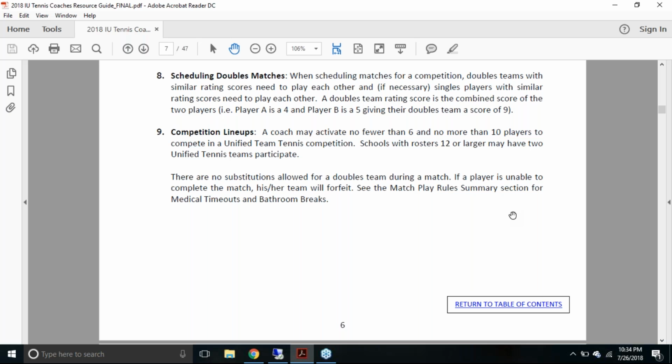You may have no fewer than 6 who are eligible for doubles play, no more than 10 who are eligible for doubles play, but you can have an unlimited number of individual skills competition participants. So, for example, if you have 5 doubles teams, that would be 10 players on your roster, and then 3 individuals with disabilities who are competing in the individual skills competition, they may be placed on one roster.